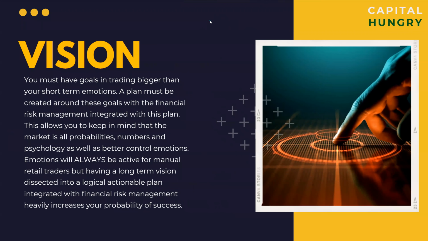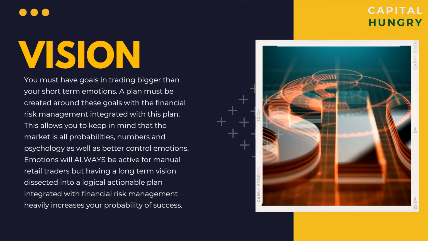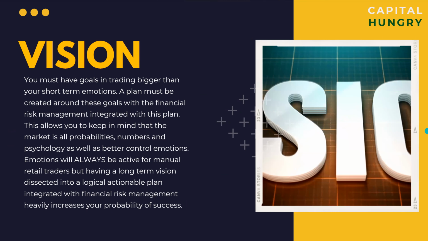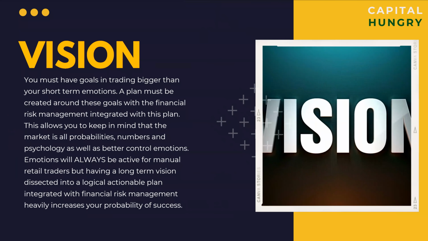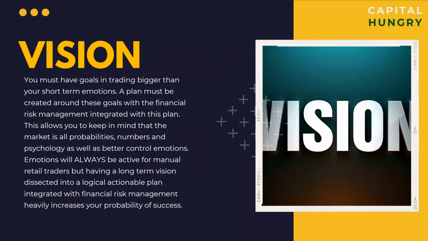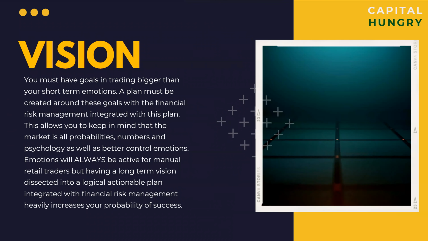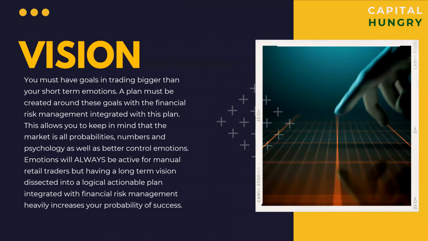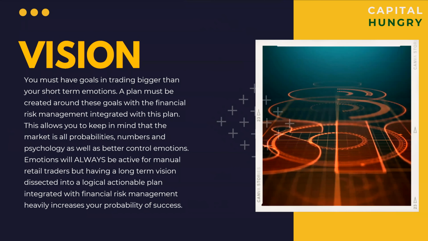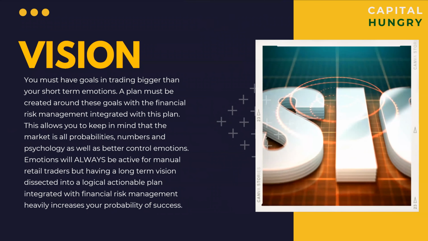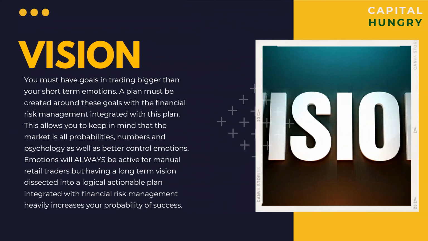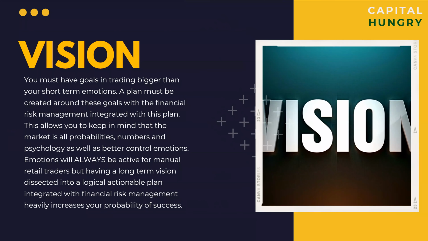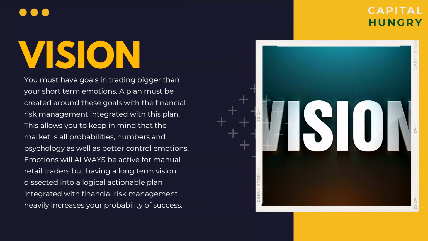So vision. I always talk about long-term vision. You must have goals in trading bigger than your short-term emotions. A plan must be created around these goals with the financial risk management integrated with this plan. This allows you to keep in mind that the market is all probabilities, numbers, and psychology, as well as better control emotions.